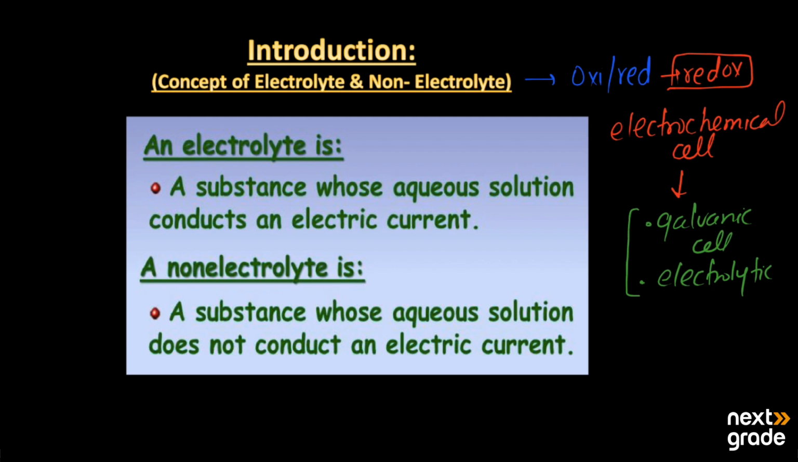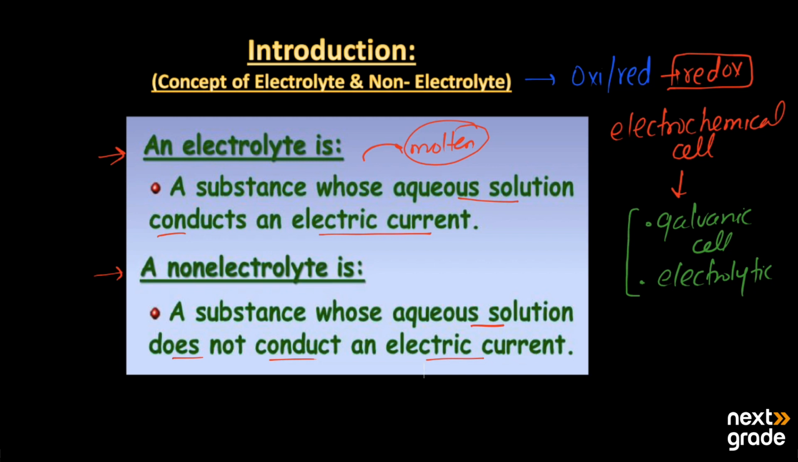To understand this, there is a concept of electrolyte. Electrolytes are the type of substances that, when we have their aqueous solution or their molten state, can conduct electricity or electric current. These types of substances are called electrolytes. On the other hand, non-electrolytes are the inverse of this. A non-electrolyte is a substance whose aqueous solution does not conduct an electric current, or it is not able to conduct electricity. It is called a non-electrolyte substance.